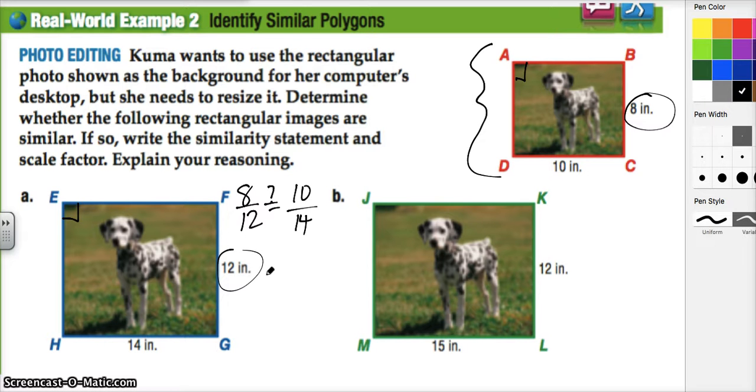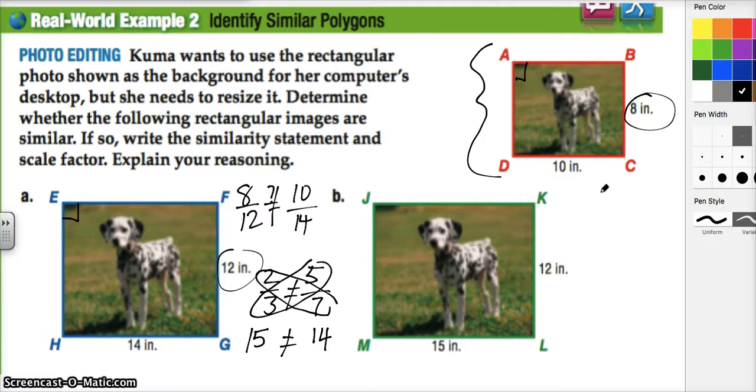So 8 over 12 can be reduced to 2 over 3. And 10 over 14 can be reduced to 5 over 7. Clearly these aren't equivalent, but even if you had a question, we've now reduced it so that the cross products will be easier to deal with. 5 times 3 is 15, and 2 times 7 is 14. Though the numbers are close, they prove that we don't have proportionality. So these two images are not similar.